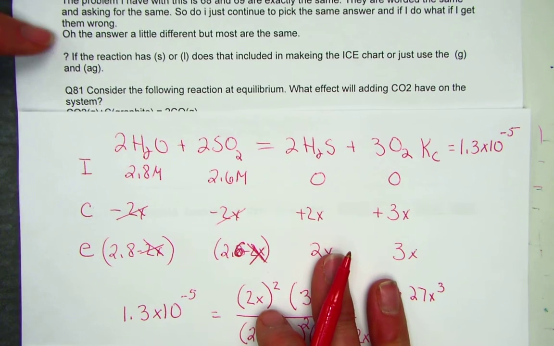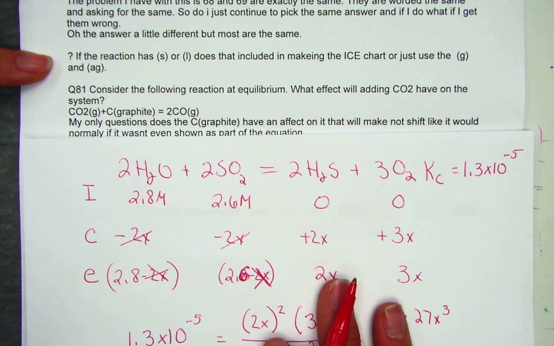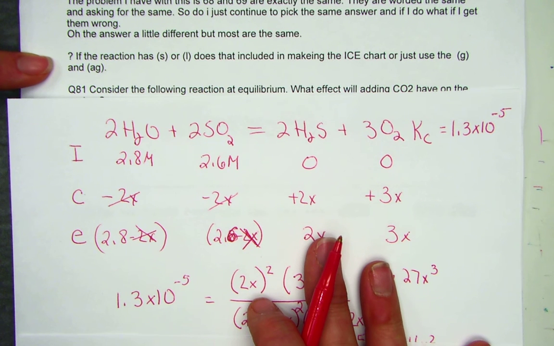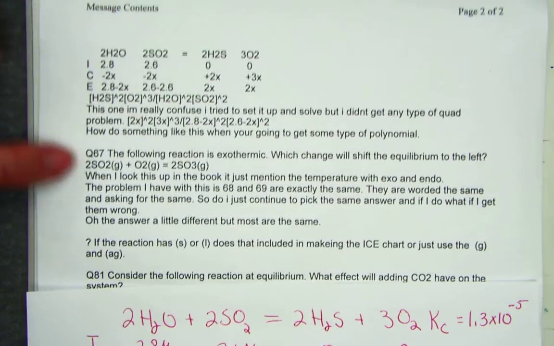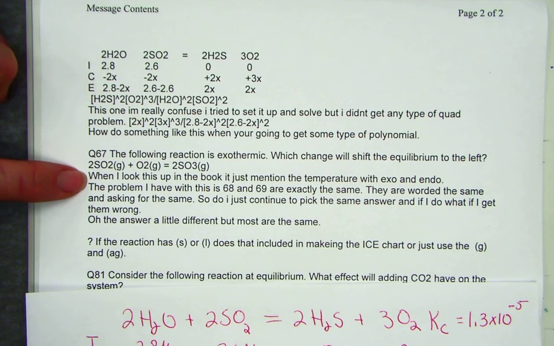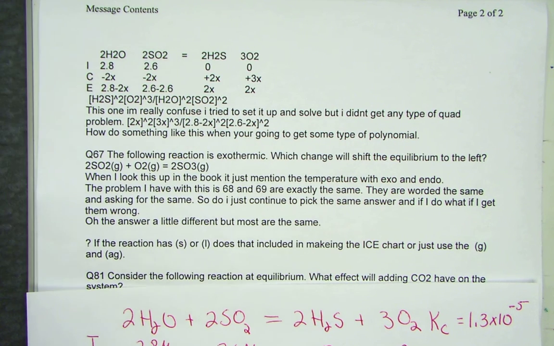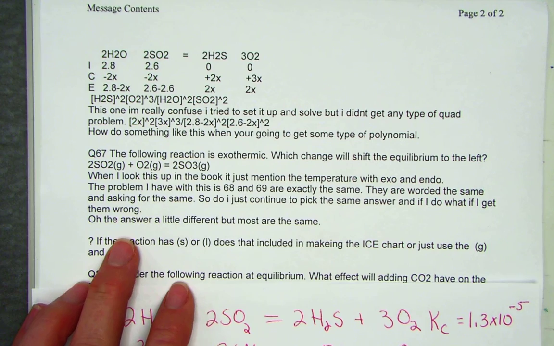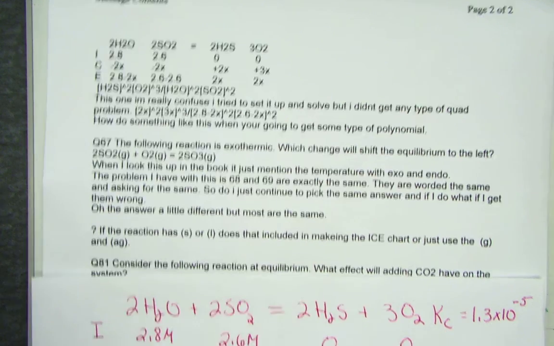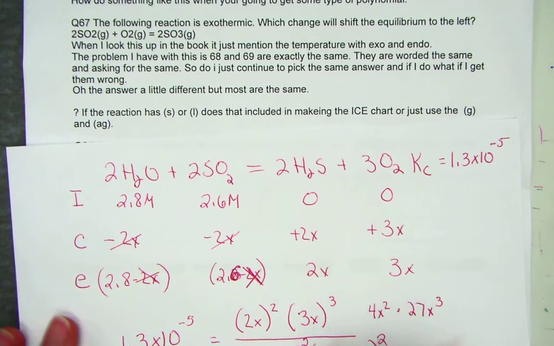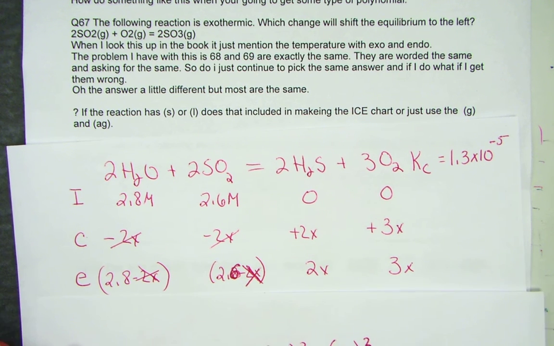Alrighty. So again, making the ICE chart, tossing out the x. I was just going back to read here. They gave us the concentrations and we set it up into an ICE chart, and 68 and 69 will be done exactly the same. They're worded the same and asking for the same. A little different, but I think they are the same strategy. So again, toss out the value of x and simplify the math.